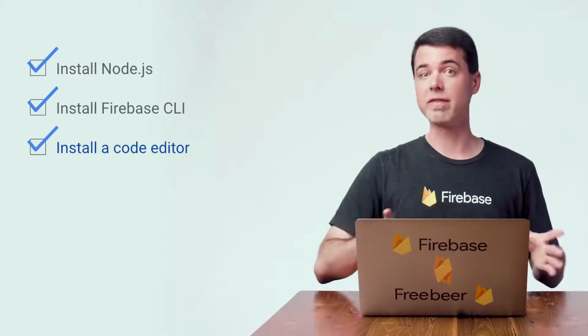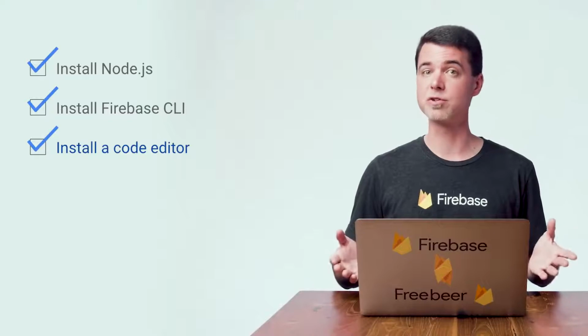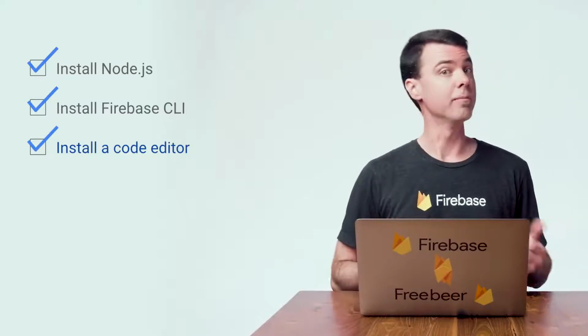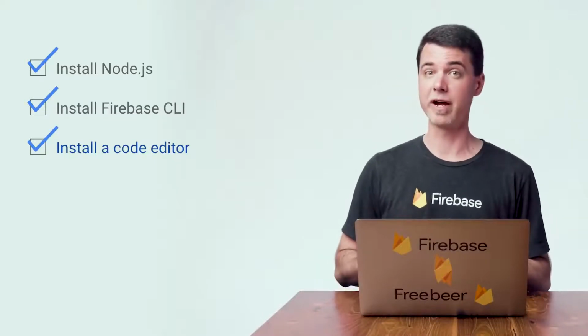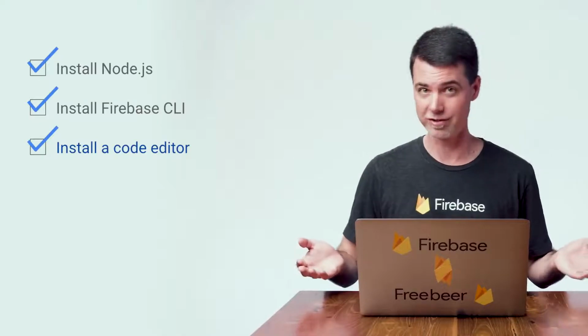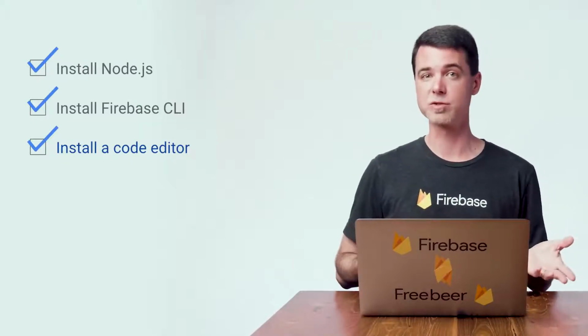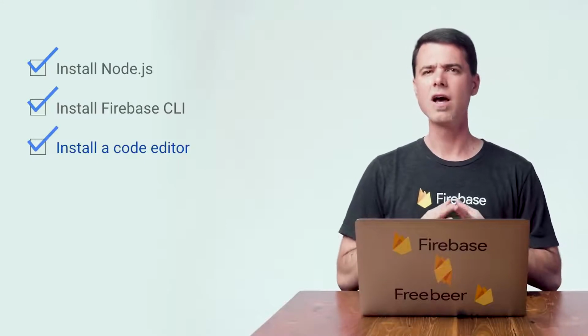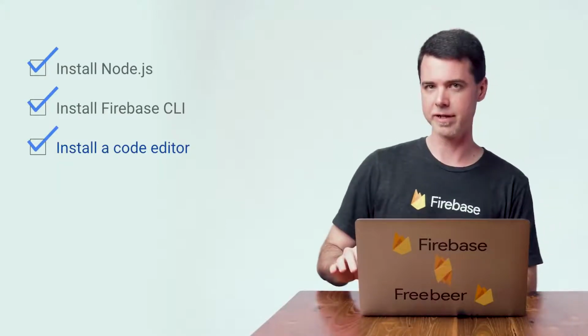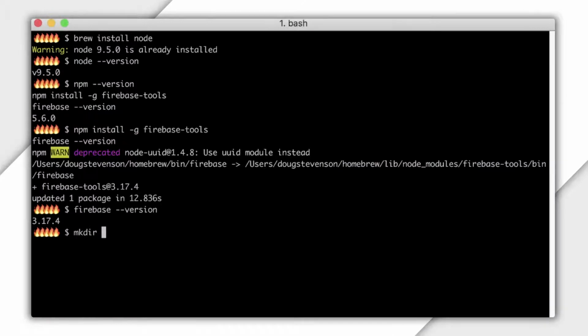The last tool you might want to think about installing is a code editor for TypeScript. You can use any editor you want, but I use VS Code, which is popular with the Firebase team because it offers helpful code assistance. After you've got your development tools set up, you'll need to initialize a workspace folder for your Cloud Functions code. I'll use a new folder within my home directory. At the command line, I'm going to create and change to the directory I want to use.